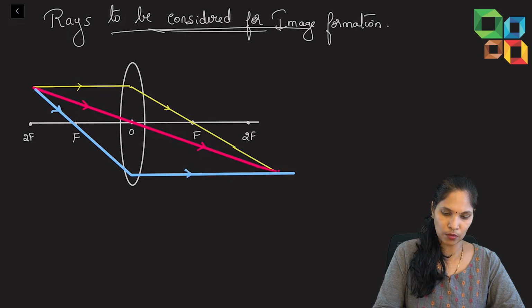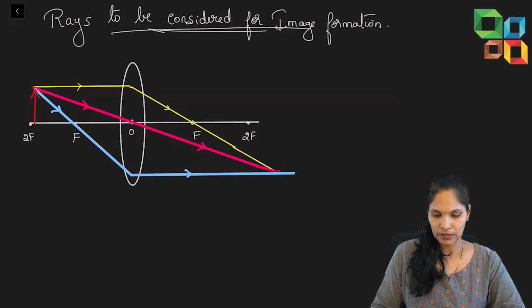So suppose you had an object over here, and these three rays are coming from the tip of the object. That means the point where they meet also should be the tip of the same image. That means you're getting an image whose tip is over here. So this is how you get the image.